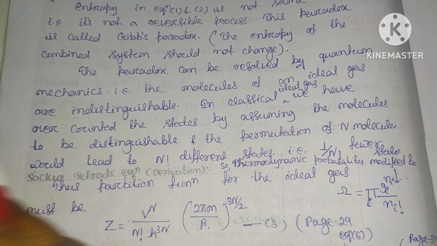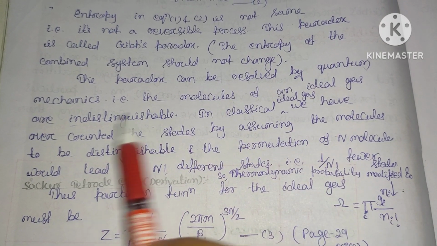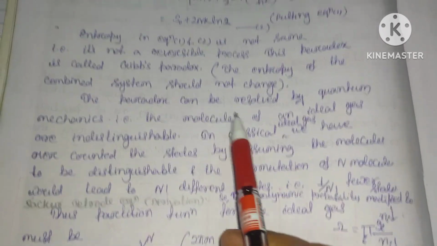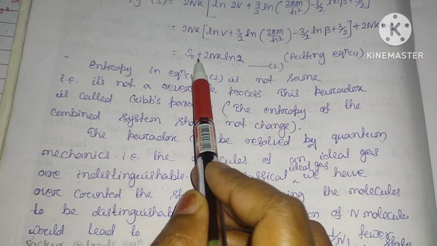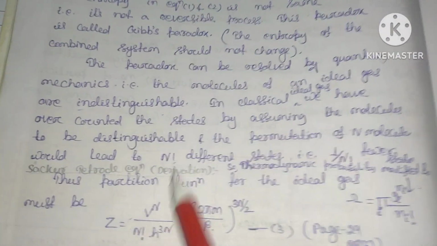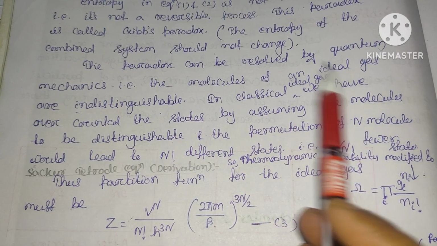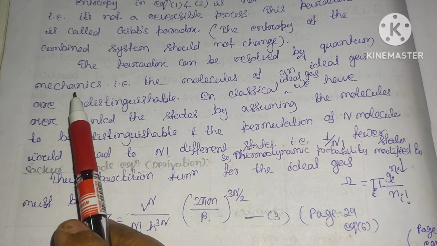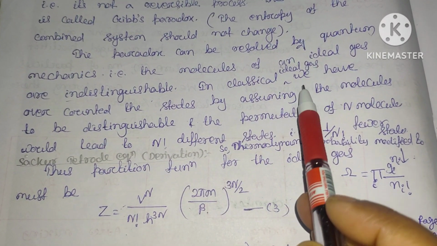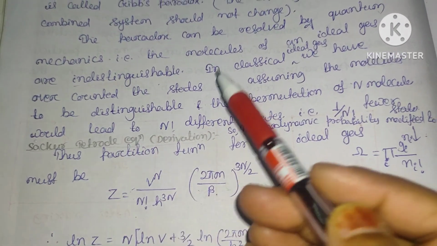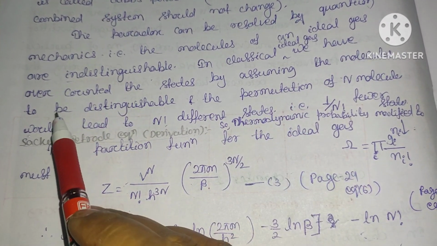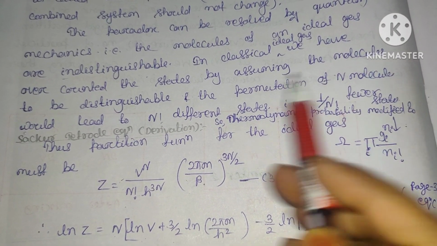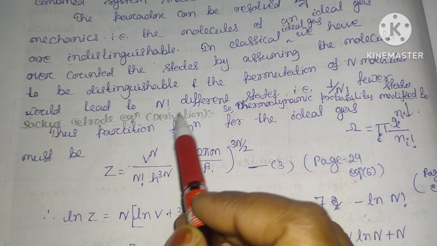So previously we have considered that the ideal gas molecules are distinguishable in nature. So for that, here we get an extra part. This will be the extra part. So the molecules of an ideal gas, we have to consider that they are indistinguishable, that is, quantum mechanical particles. So in the classical ideal gas we have overcounted the states by assuming the molecules to be distinguishable, and the permutation of these n molecules could lead to n factorial different states.